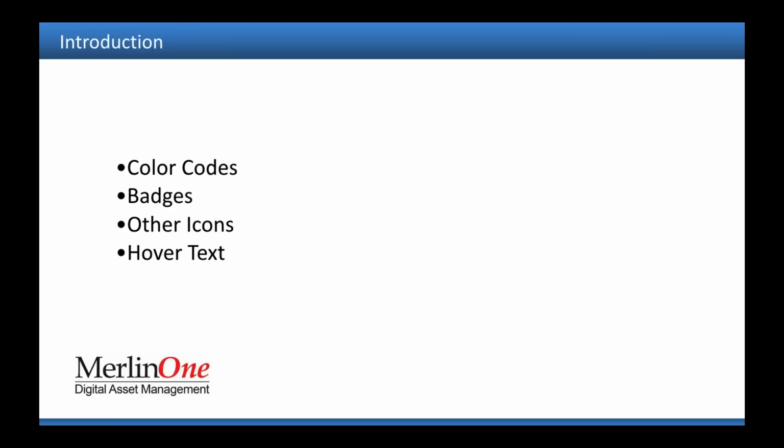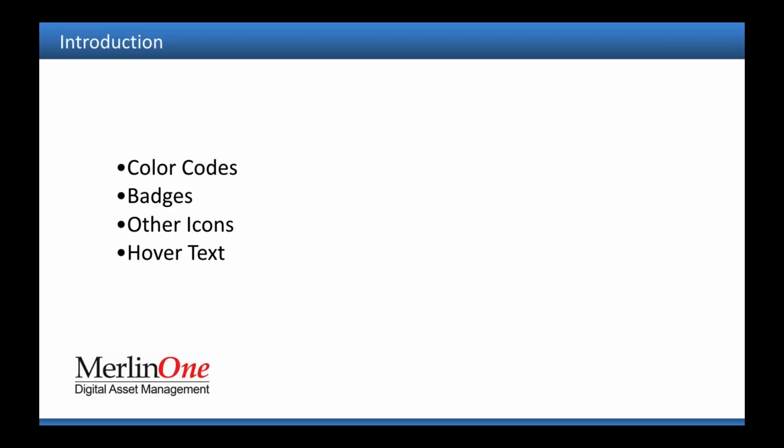So we're going to talk about color codes. Many of you may be familiar with color codes. We've had those for quite some time. We're going to talk about badges because that's a new feature in the latest version of Merlin that we've started to roll out. We've got other icons that are configurable as well. And we're going to talk about configuring the hover text.